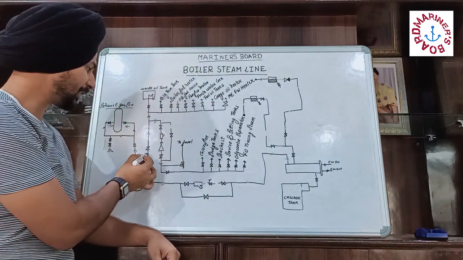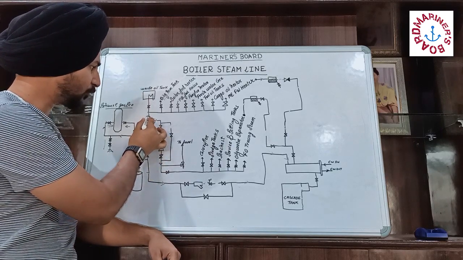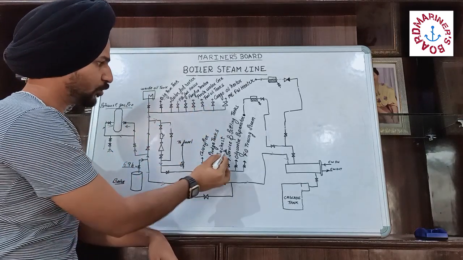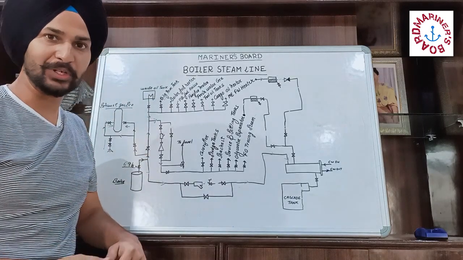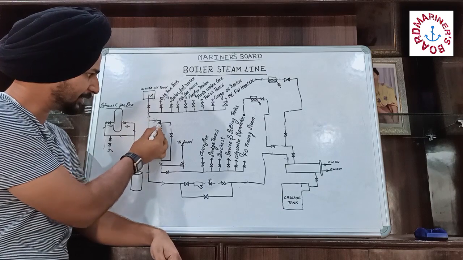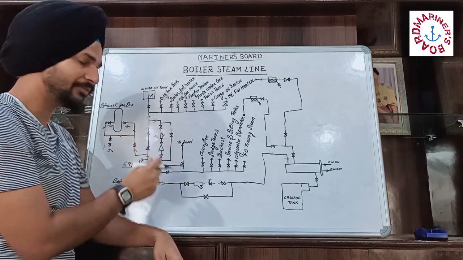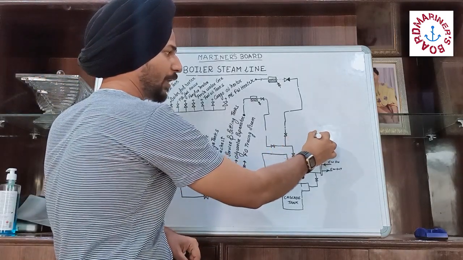So now the steam here is going to the two places, one here and one is there. This is high pressure system and this is low pressure system. The high pressure system is 6.9 bar and the low pressure system is this side going down from the Y strainer. This is Y strainer, which is basically a filter which is in the shape of Y.